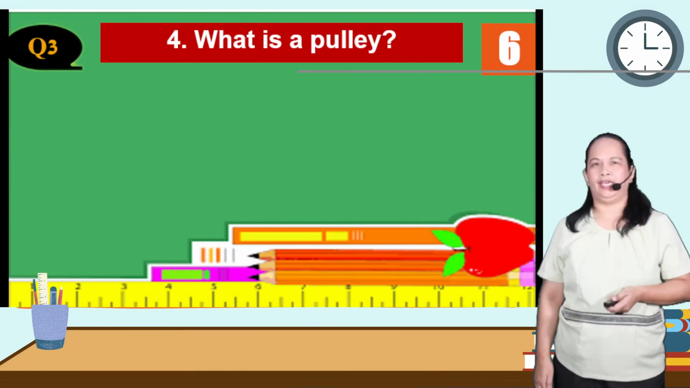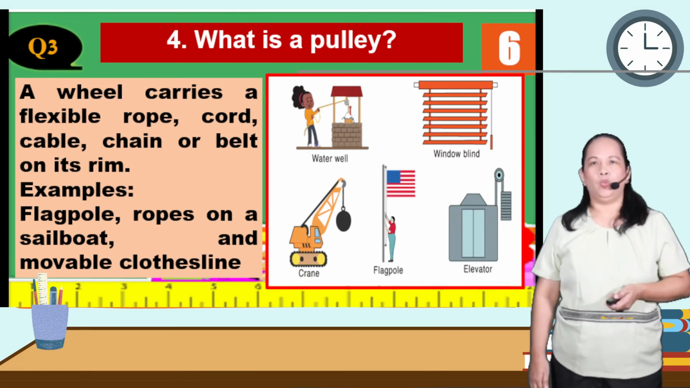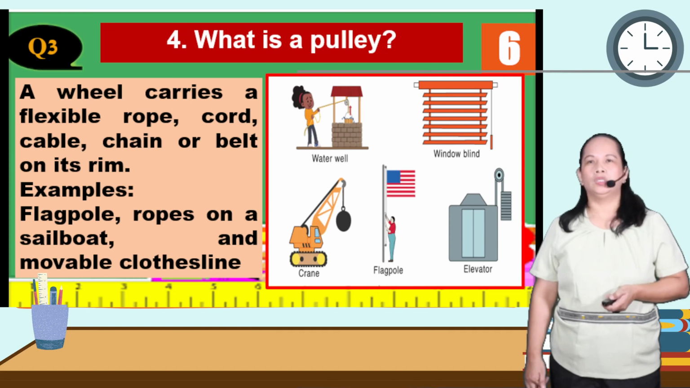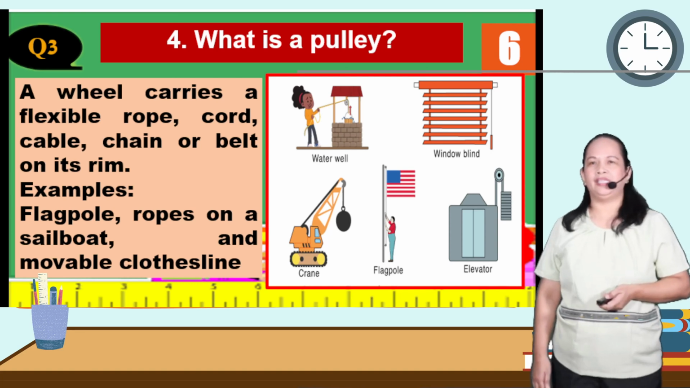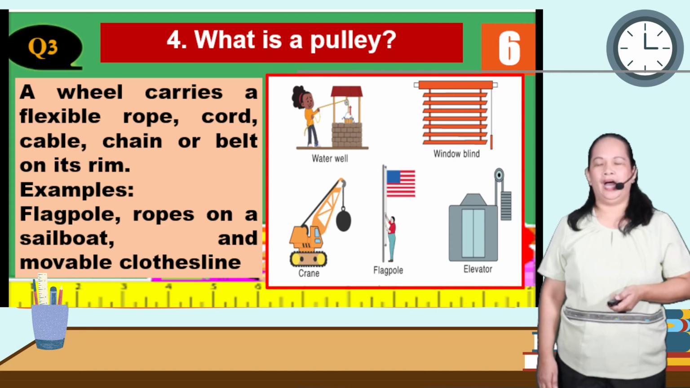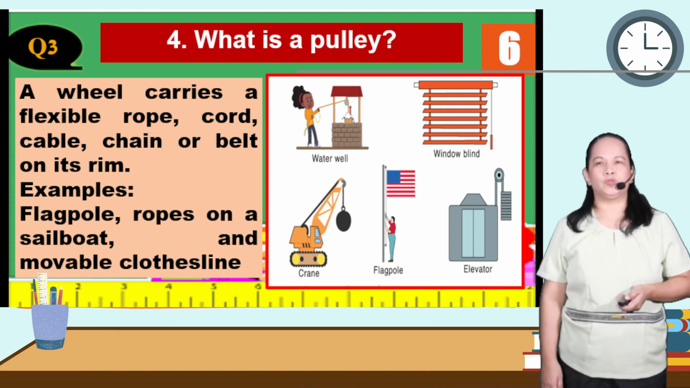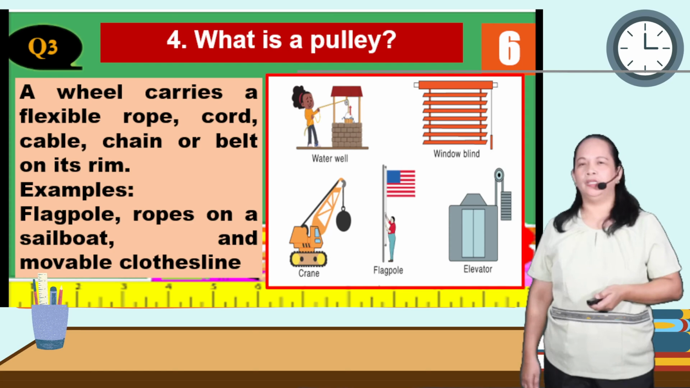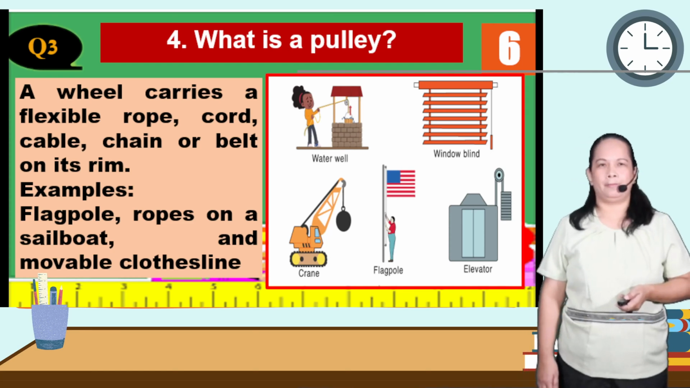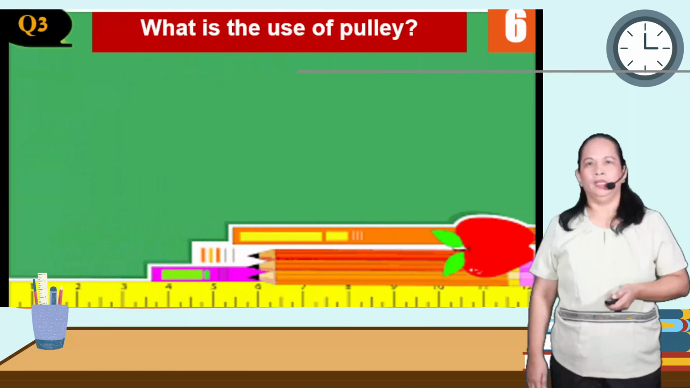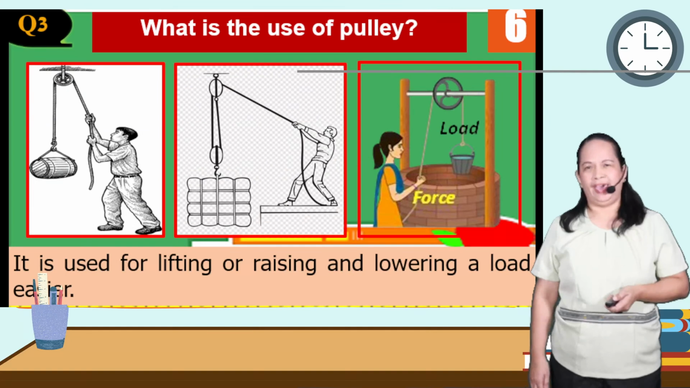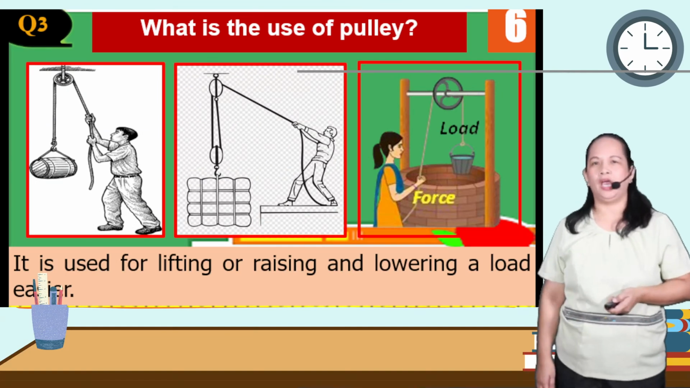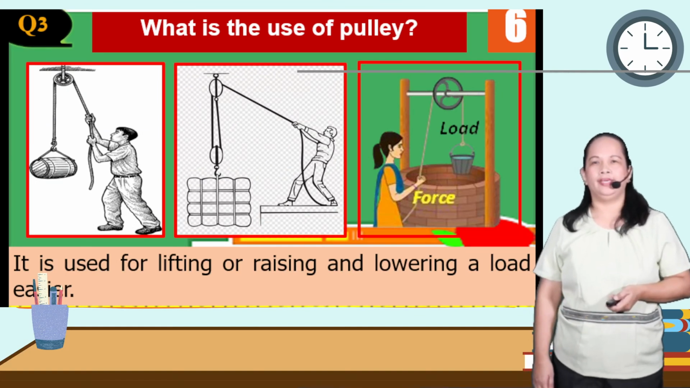Now, what is a pulley? A wheel that carries a flexible rope, cord, cable, chain, or belt on its rim is called a pulley. Here are the examples of pulley: the flagpole, ropes on a sailboat, and movable clothesline. Now, what is the use of pulley? Yes, the pulley is used for lifting or raising and lowering a load more easily.